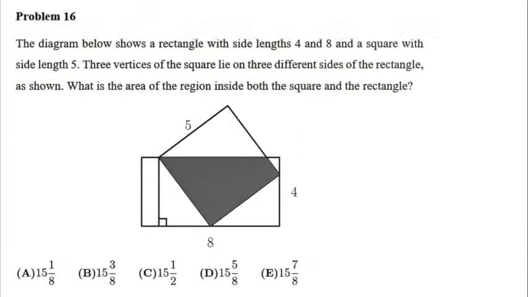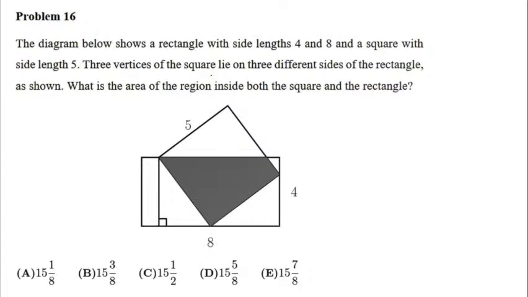AMC 10B 2022, problem number 16. The diagram below shows a rectangle with side lengths 4 and 8 and a square with, okay, so this length is 4, this length is 8, and a square with side length 5 here.